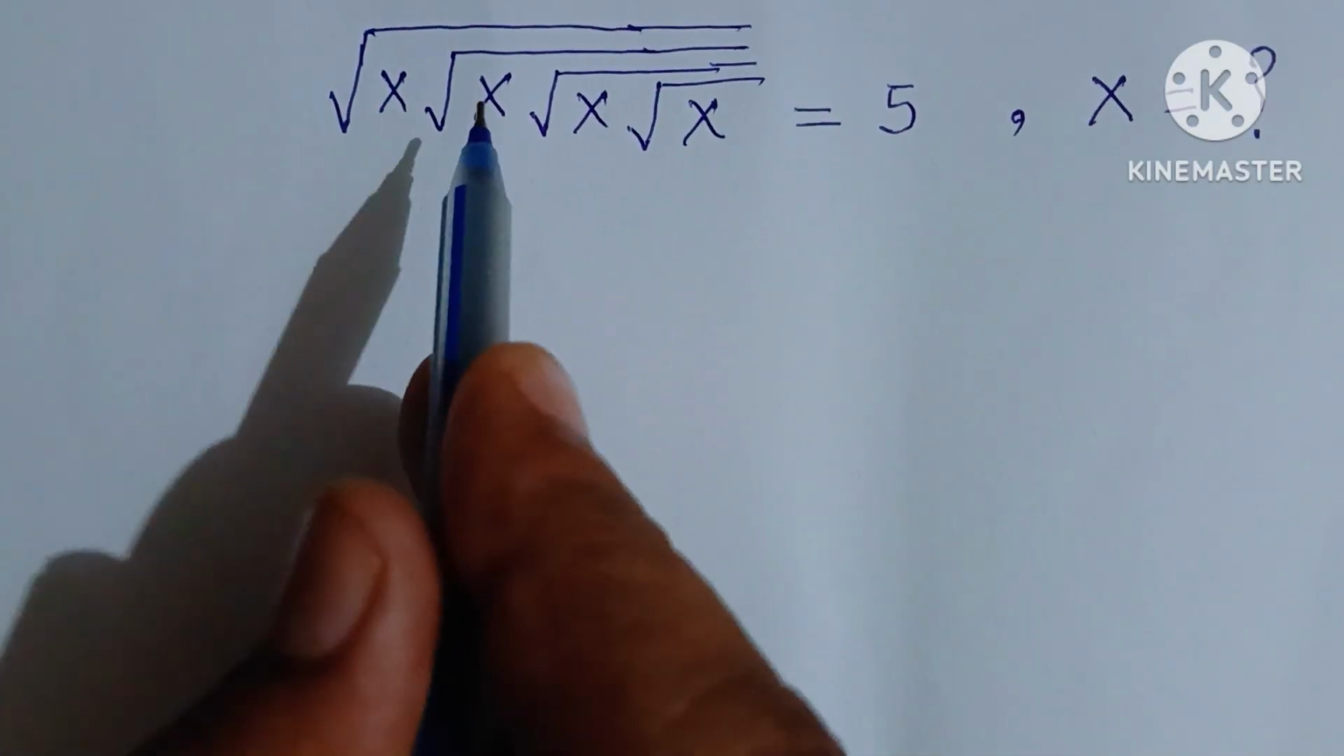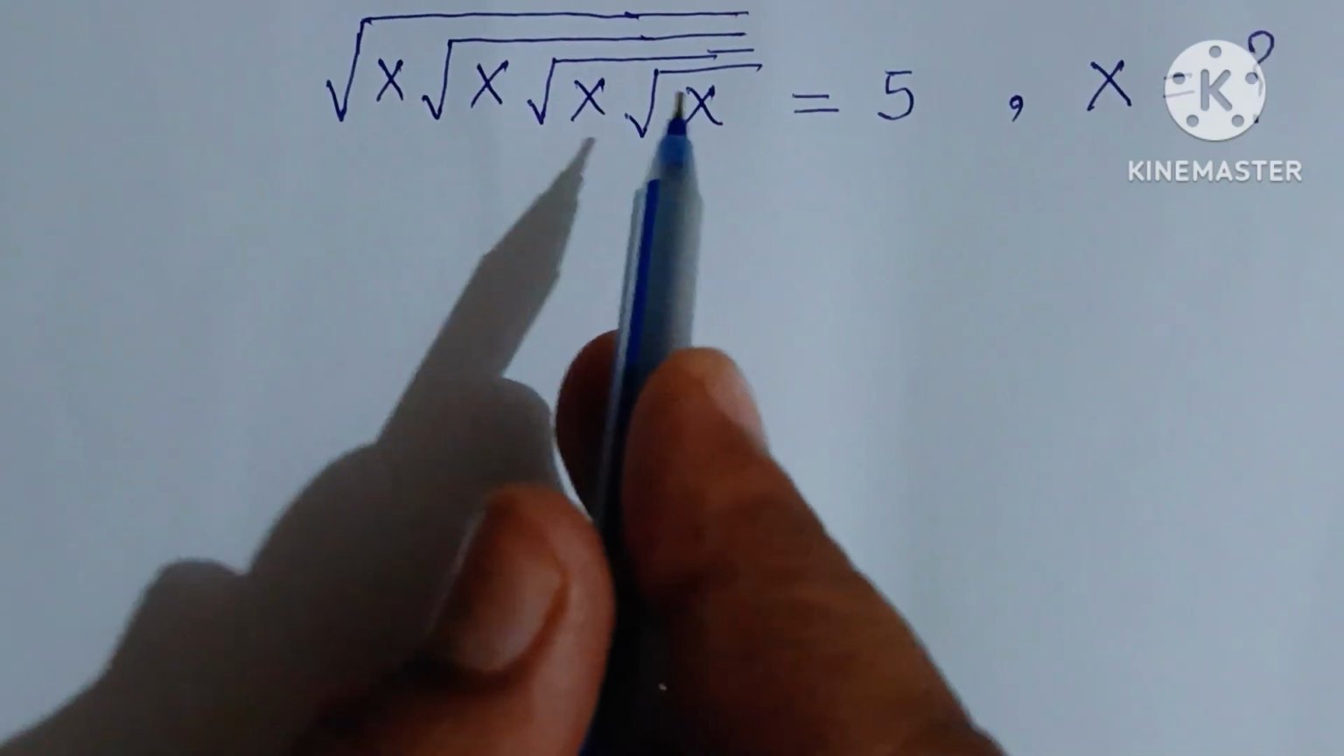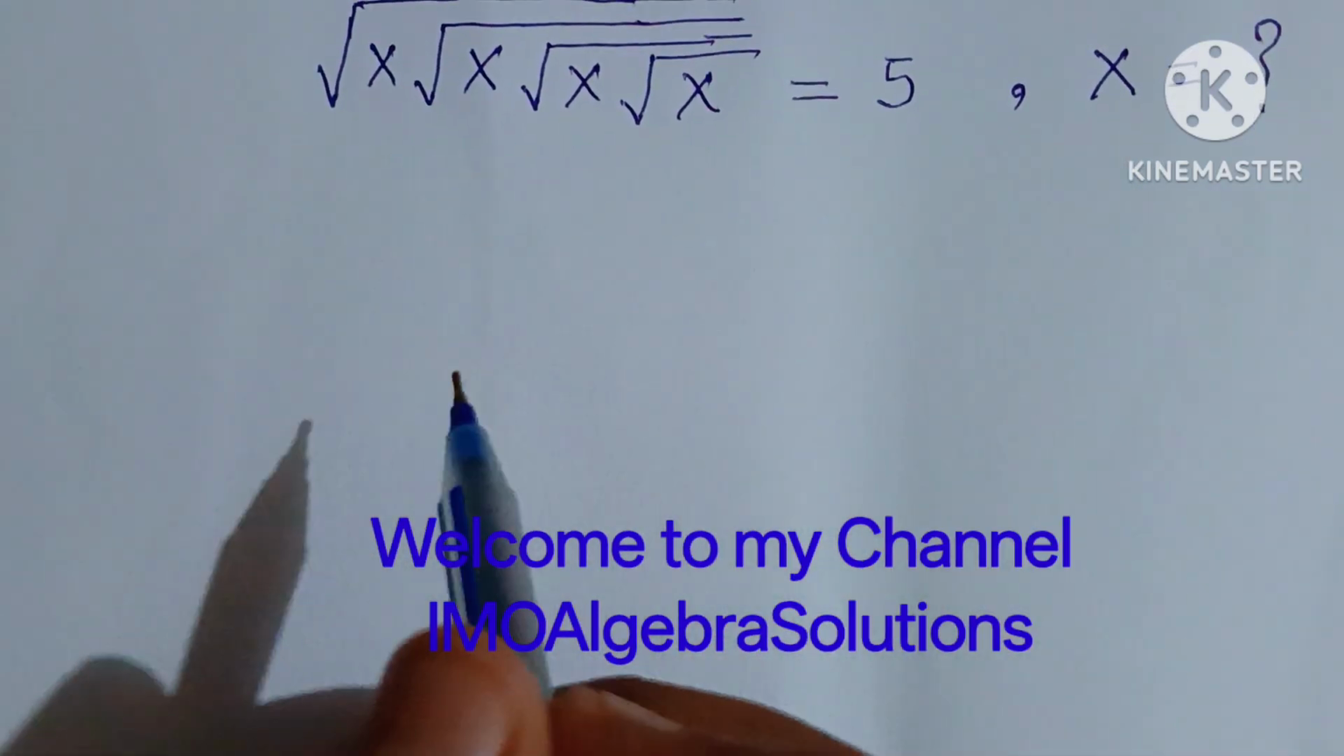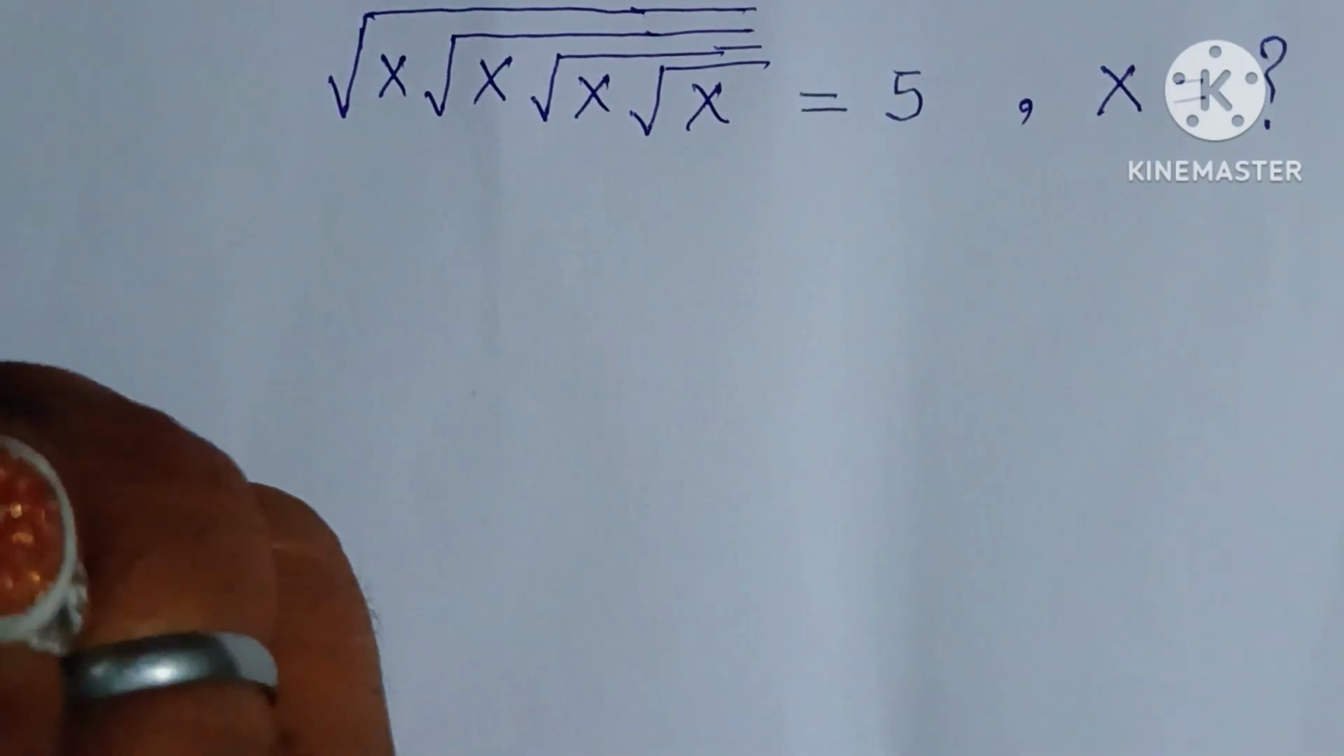We have to see this square root algebra problem: under root x, under root x, under root x, under root x is equal to 5. We have to find the value of x. So let's start the solution.